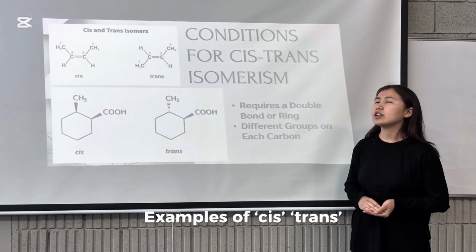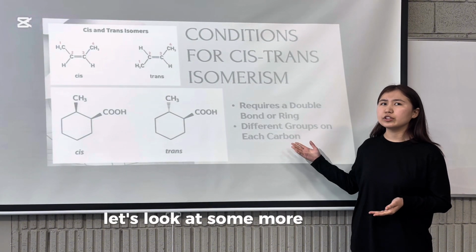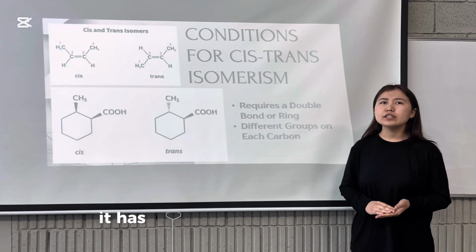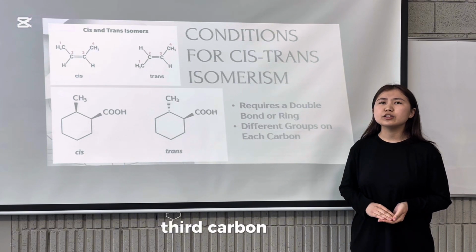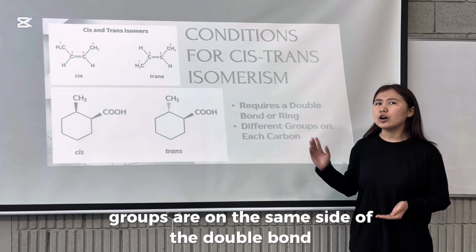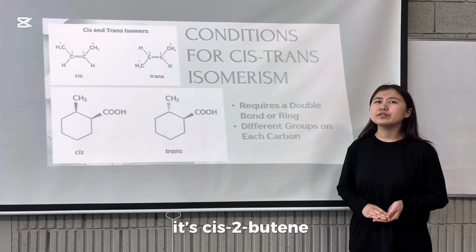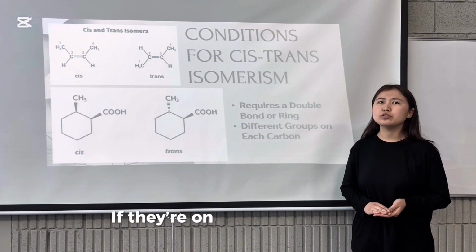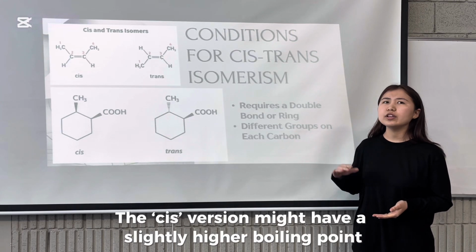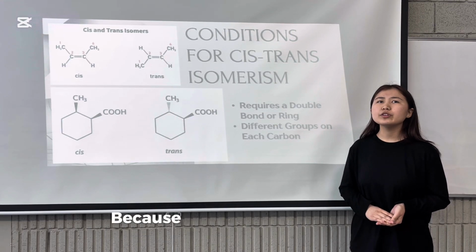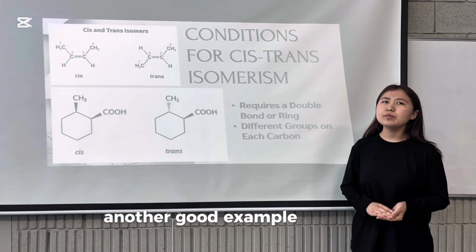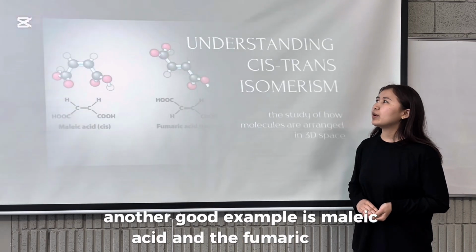Examples of cis-trans isomerism. Let's look at some more detailed examples. 2-butene is a classic one. It has a double bond between the second and the third carbon atoms. If the two methyl groups are on the same side of the double bond, it's cis-2-butene. If they are on opposite sides, it's trans-2-butene. The cis version might have a slightly higher boiling point than the trans version because of how the molecules pack together and interact. Another good example is maleic acid and fumaric acid.